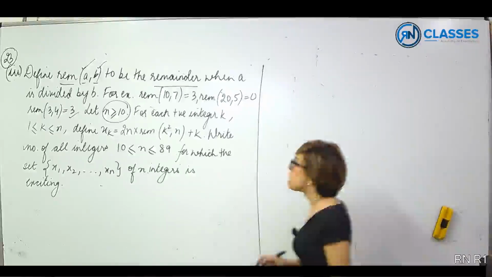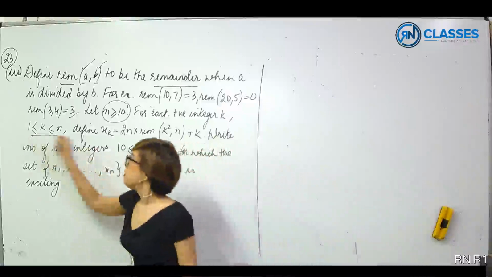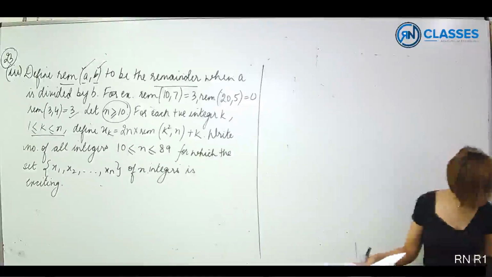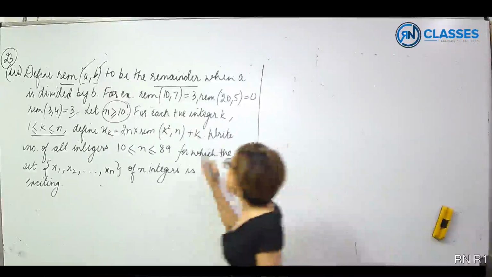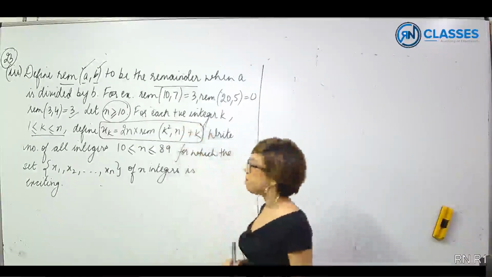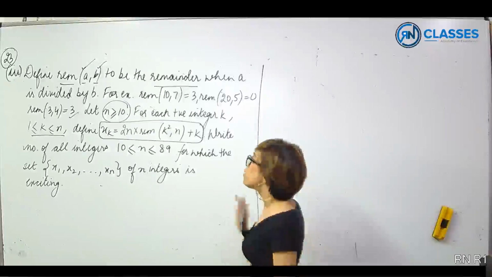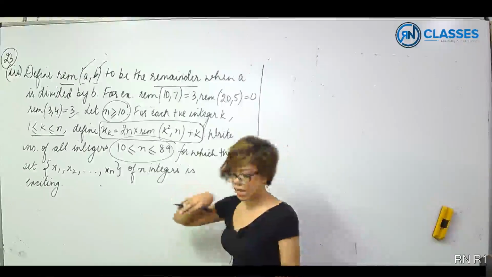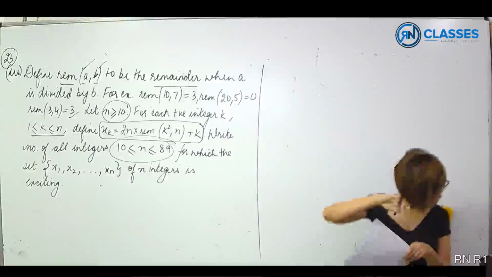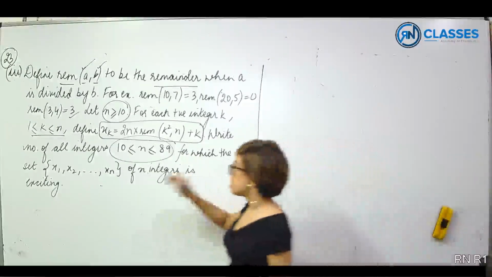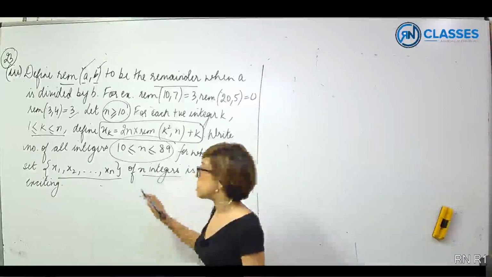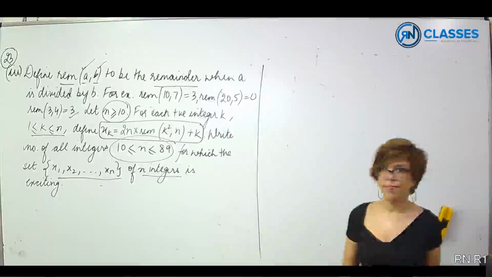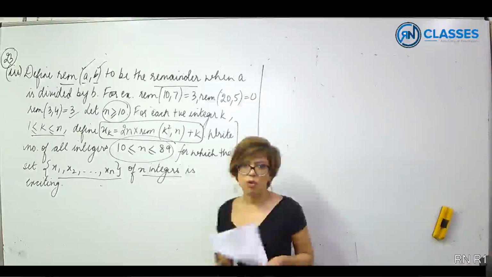Right? Now, he says for each positive integer k, where 1 less than or equal to k less than or equal to n, we have defined the terms like this. Right? Now, he says write the number of all integers. So, n varies from 10 to 89. 10 is included? Yes. For which this set of n integers is exciting. Right? Now, the thing is, the question doesn't start, right condition is there, I do not understand how to start the question.